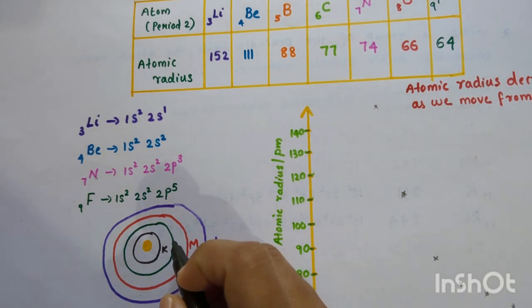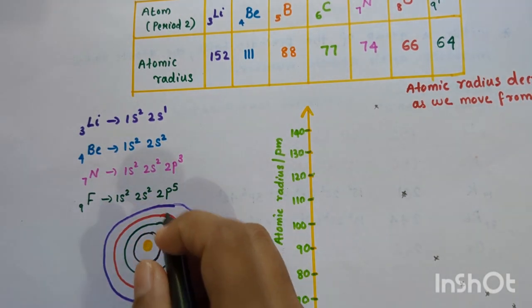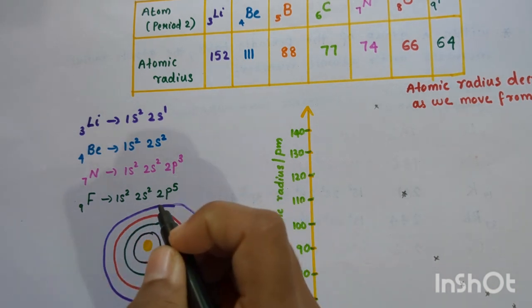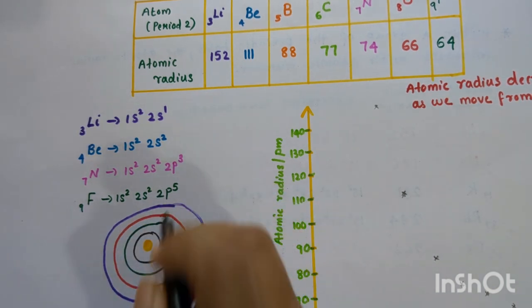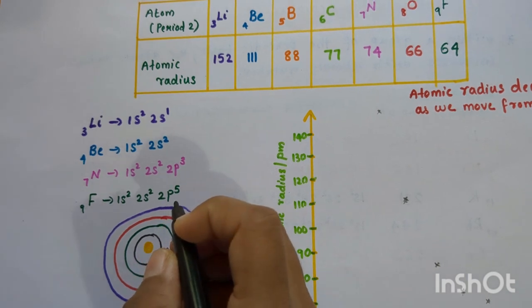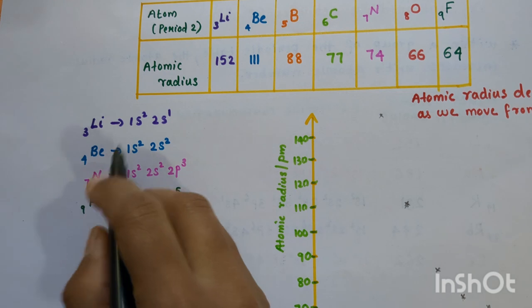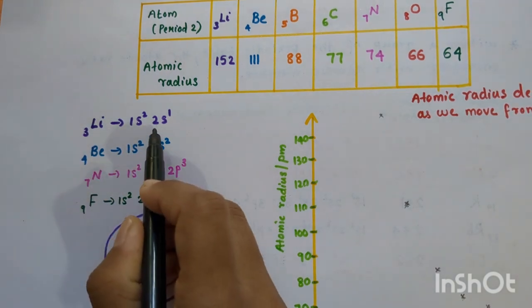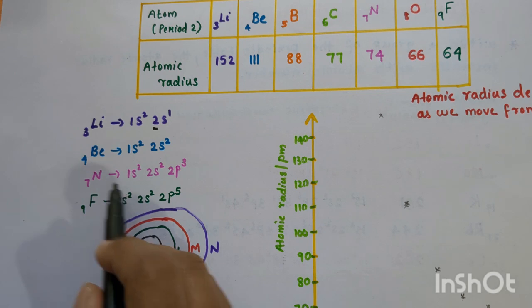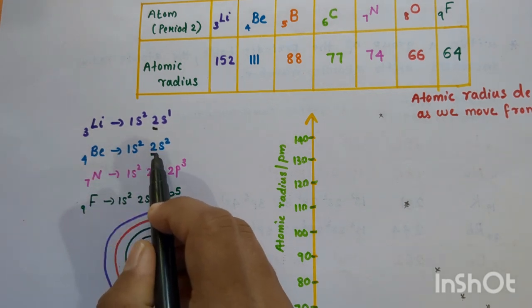Atomic size generally decreases across a period. It is because within a period, the outer electrons are in the same valence shell. For example, if you consider the second period element lithium, its atomic number is 3. So, its electronic configuration is 1s2, 2s1. Here the principal quantum number is 2. For beryllium, the outermost principal quantum number is 2.